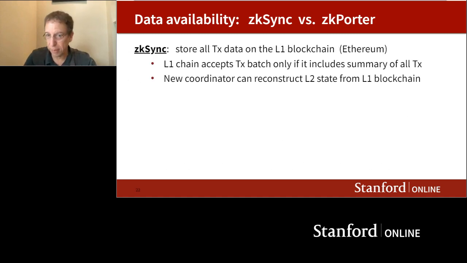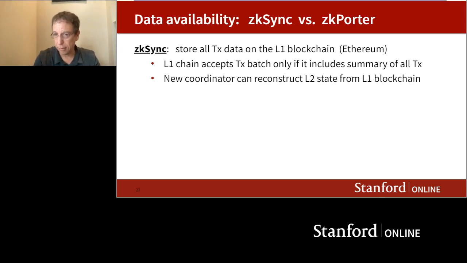So the idea in ZK Sync is basically what we saw so far, where all the transaction data, so a summary of all the transactions, is stored on the Ethereum network, right? So the layer 1 chain will accept a batch of transactions only if that batch contains transaction summaries, and those transaction summaries are consistent with the proof that was submitted to the layer 1 network. Okay, so since all transaction data is stored on the layer 1 network on Ethereum, the new coordinator can simply run through all these transactions, construct the latest states, and take over from the old coordinator. So that works perfectly fine, and in fact, that's traditionally what's called a rollup system.